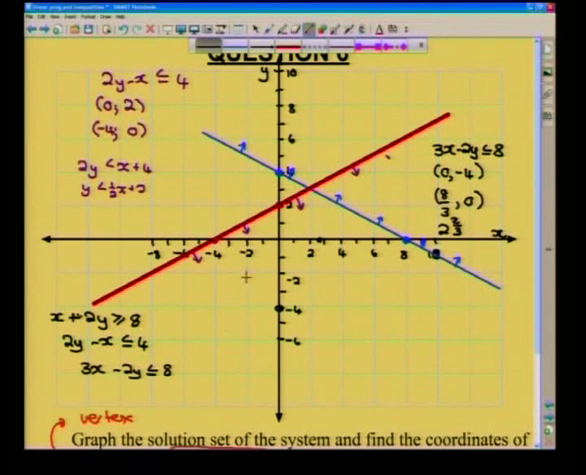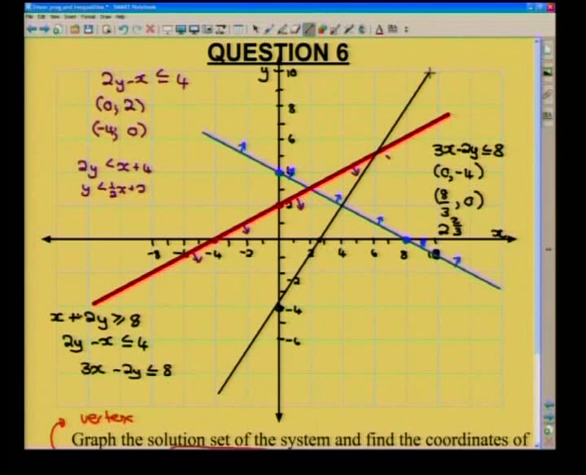So let's go to the black line, and let's draw it in. Again, I'm going to have to do some maneuvering here. Okay, that looks more or less correct.